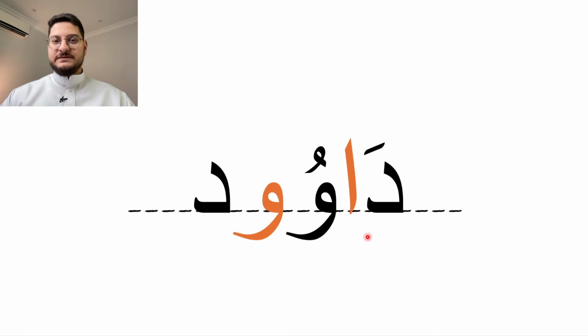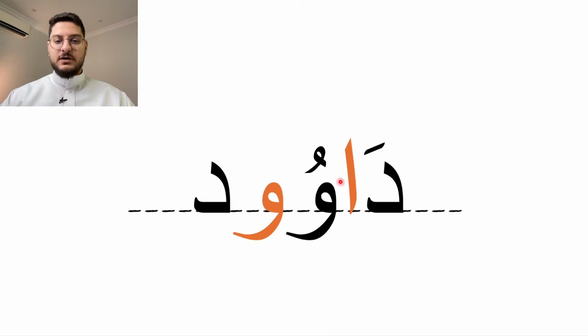Now let's look at this very interesting word. So what is the first letter we have here? This is the da, and we have seen it at the very beginning of the course. Da, and then we have the alif, and the alif makes the da twice as long. So this becomes da.